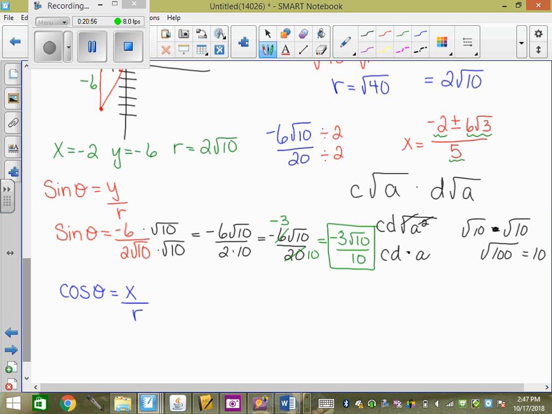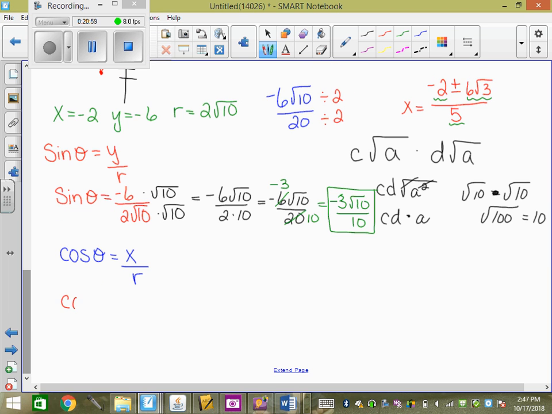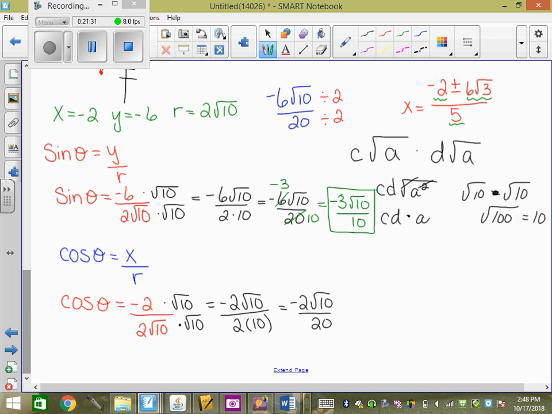Okay. Cook extra rice. So we're going to get cos theta equals x, which is negative 2, over r, which is 2 root 10. You could reduce right here, or you can reduce at the end. I'm going to reduce at the end. Multiply by root 10 and root 10. So I'm going to get negative 2 root 10 over 2 times 10, which is negative 2 root 10 over 20. Take a 2 out, and I'm left with negative 1 over 2. Nope, that's not true. Negative 1 over 10. So it's negative root 10 over 10.